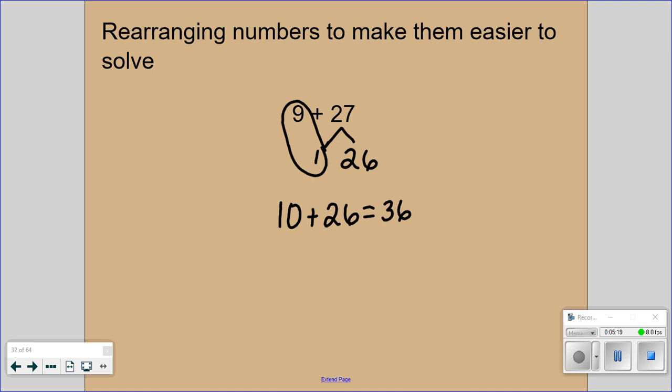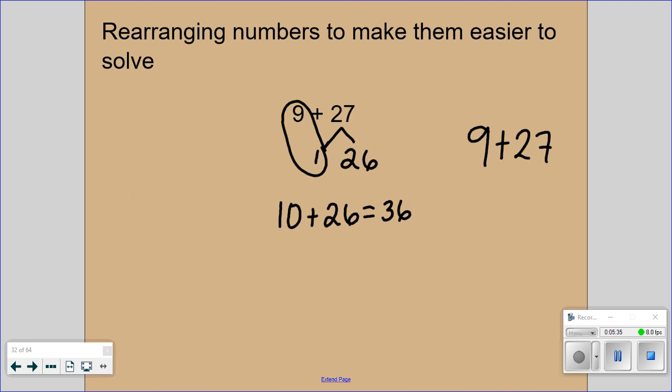Now, Braden did something very interesting. And I'm going to share what he did. Braden, pay close attention to make sure I'm explaining it correctly, okay? So we still started with 9 plus 27. But this time, Braden said, you know what?